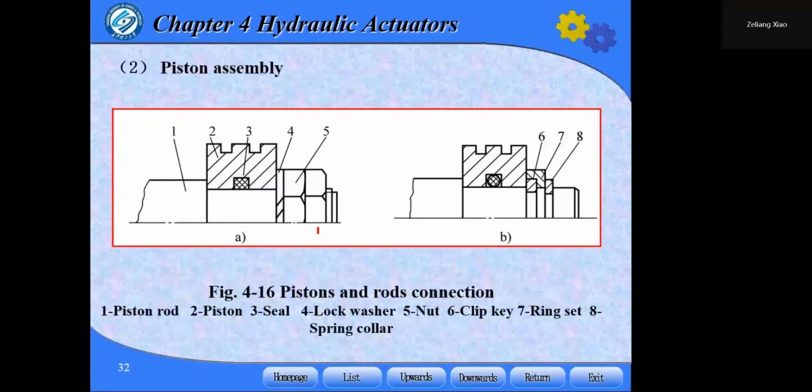Piston assembly. This is the piston and rod connection. Here 1, 2 through 1 to H, piston rod. Q is the piston and seal lock washer and large lift key. Seven is the ring size, and 8 is green color.